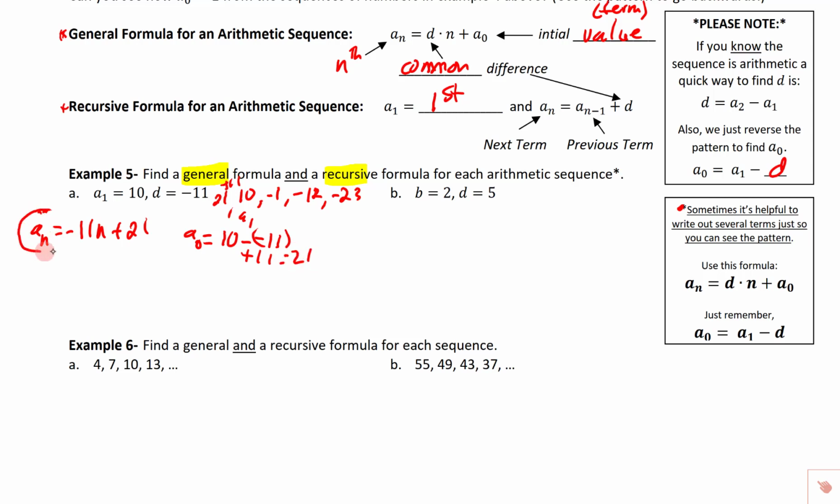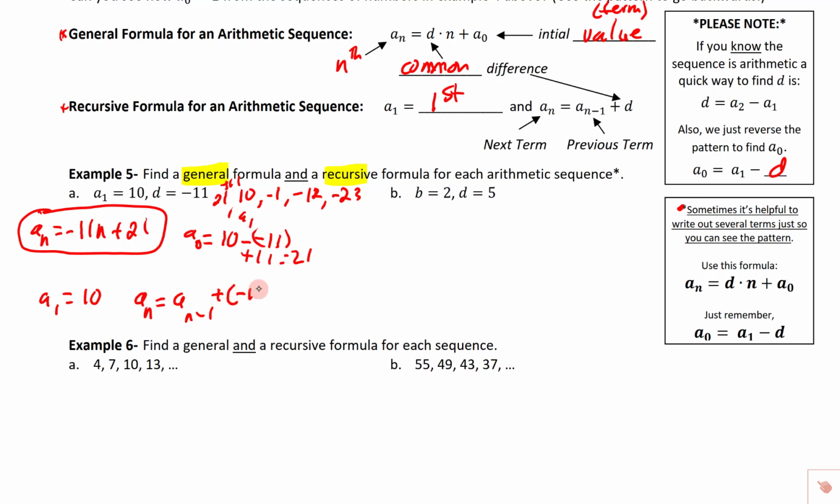There's the general formula, and now we're going to find the recursive one. And the recursive one, remember, you always have to tell it where to start, so we've got to start at a sub 1. So a sub 1 is, they said it was 10, and then we just have to tell it how to get from the previous one to the next one. So I like saying the next one, so I'm going to write down a sub n is the one right before it, so that's a sub n minus 1, that's the previous one, plus the common difference.